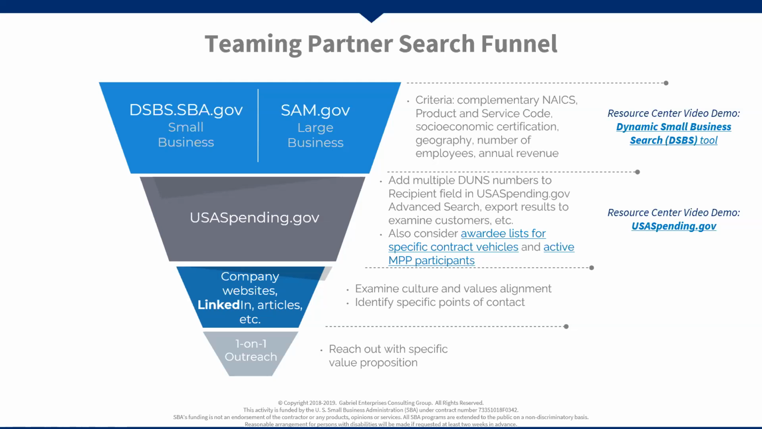And this slide is also in the resource center if you want to refer back to it. Basically, you're starting with what's called the Dynamic Small Business Search, which has all small businesses. Or if you're looking for large businesses, you can use sam.gov, and there's a section in sam.gov where you can search for companies. You're going to use either one of those tools to generate your initial list. DSBS is a very helpful tool. It's a little complicated to work with, so we have a video in the resource center where we show you how to work with that tool. It feels like .com era technology. No offense to SBA, I'm really hoping that they update it soon, but it's an incredibly powerful tool.